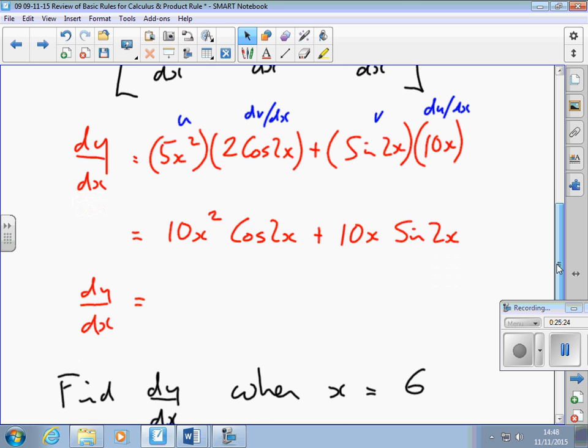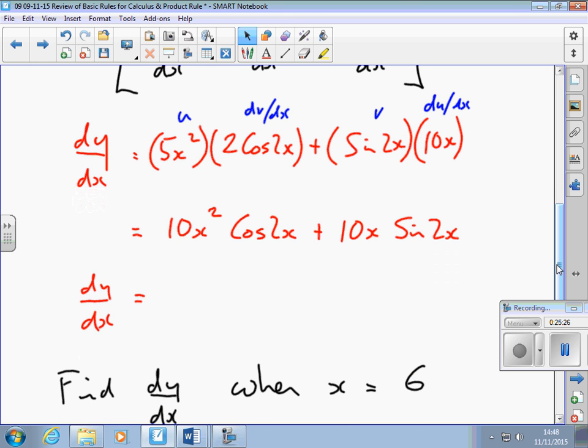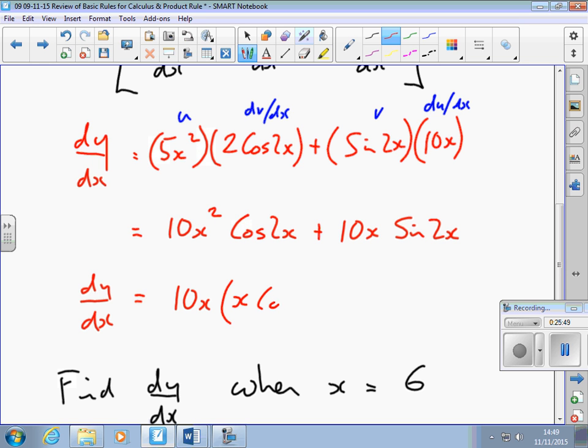And finally, I want you to try and factorize it. Look at these two terms. What's common to both of those two terms? X and 10. I can take 10x outside a bracket and then ask myself the question, what have I got to times 10x by to get 10x squared cos 2x? X cos 2x. What have I got to times 10x by to get 10x sine 2x? Sine 2x.